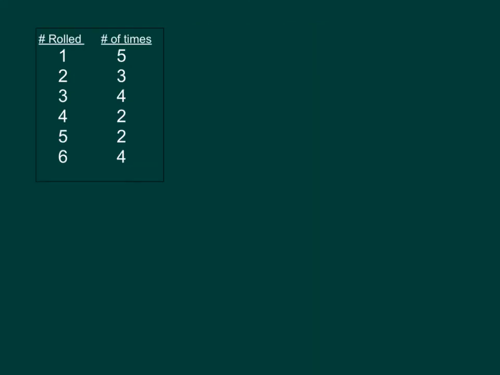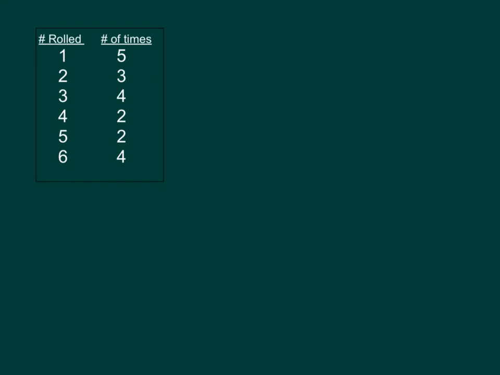Let's look at another example of theoretical versus experimental probability. Instructions tell us to roll a die 20 times and record the outcomes. Now, in the effort of saving time, I've already rolled a die 20 times for us and recorded the results. And you can see here what the results of that are.